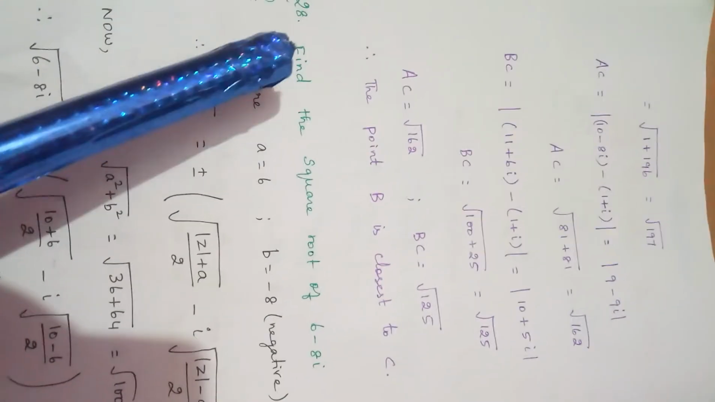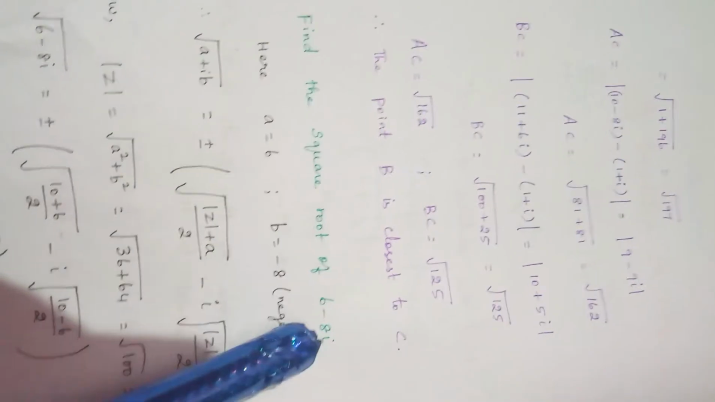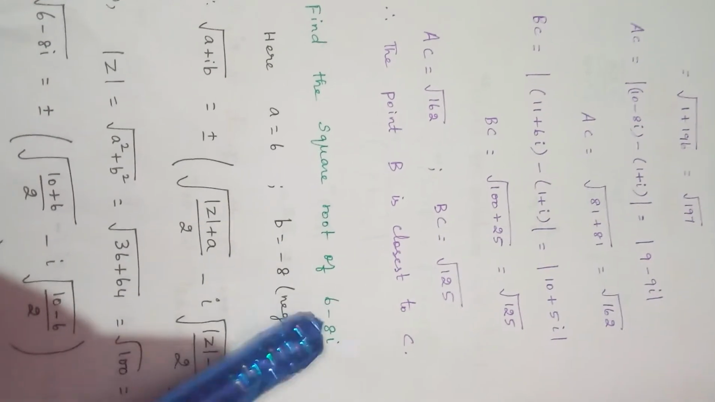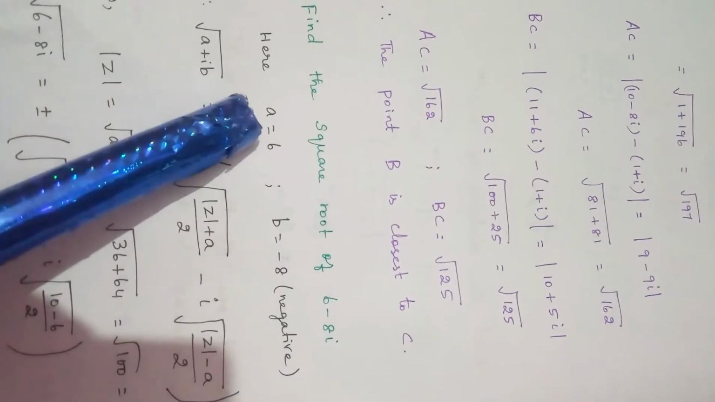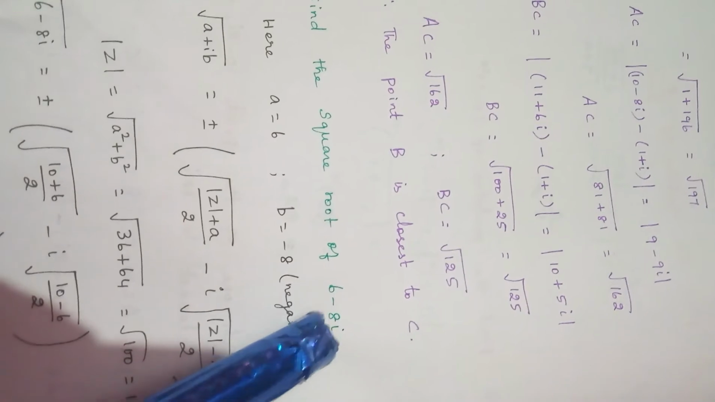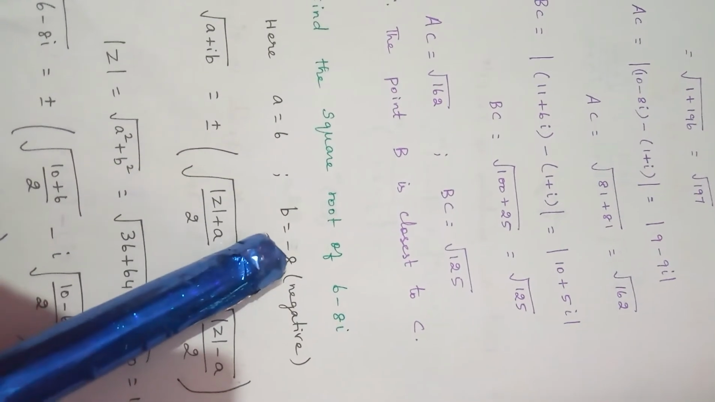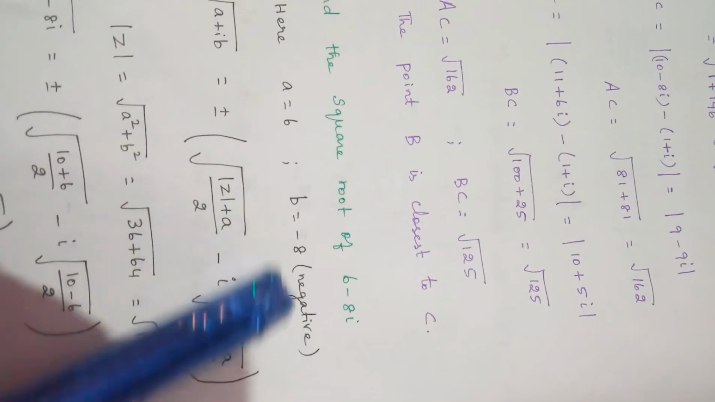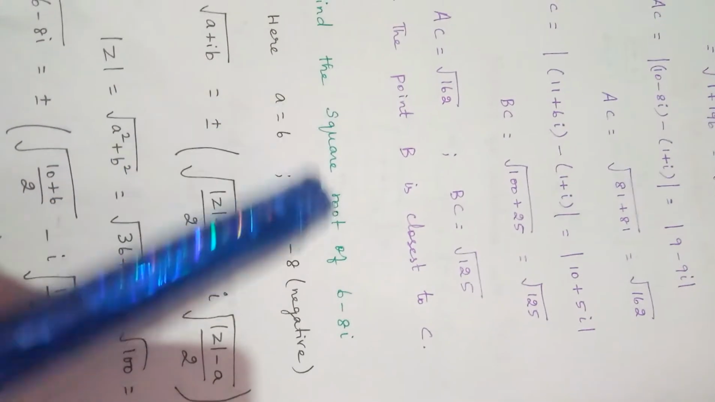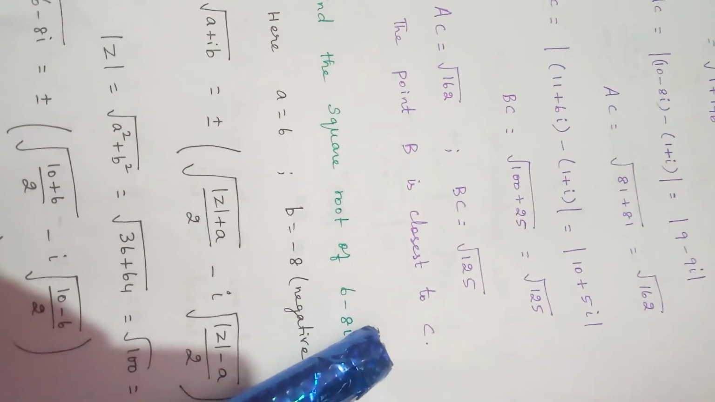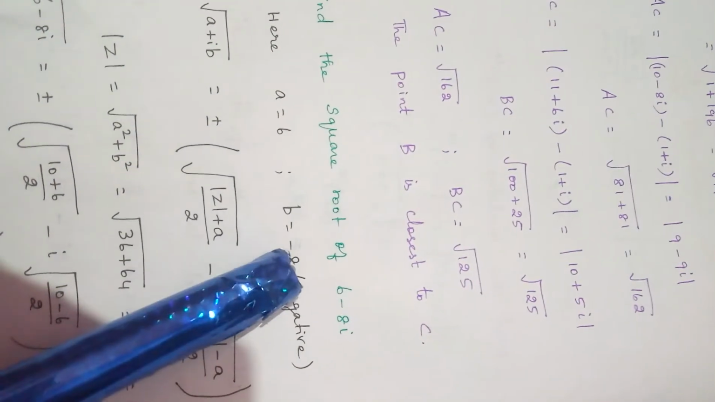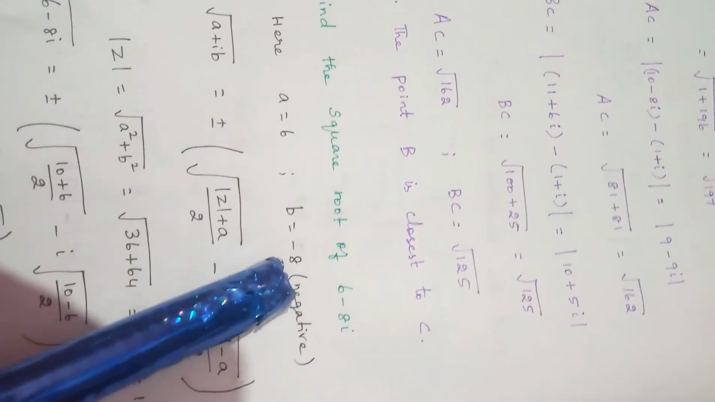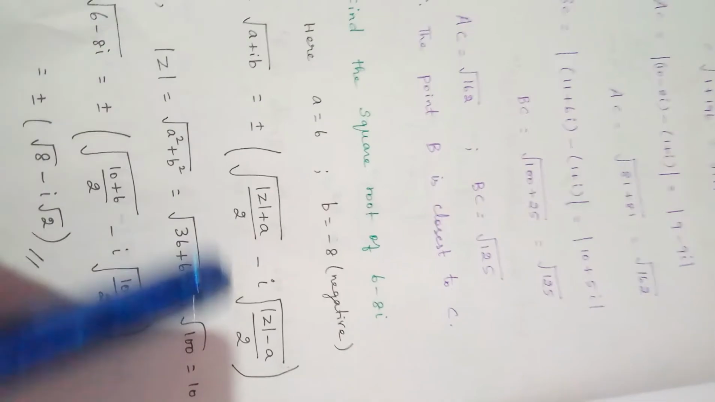Question number 28. Find the square root of 6 minus 8i. So finding square root of a complex number. Clearly we can say that a equal to 6, the real part is 6, and b equal to minus 8, the imaginary part is minus 8, which is a negative number. Why are we specifically writing negative here? Because for square root we have two formulas. If b is negative, we have one formula. If b is positive, we have another formula. So negative means we should use this formula.